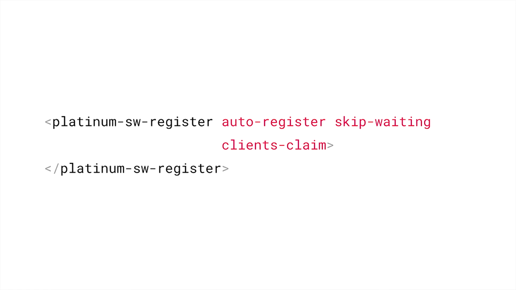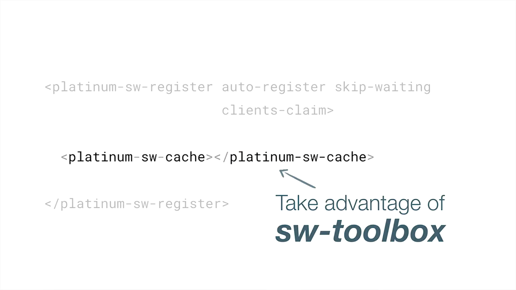Now, I've got my service worker in place, which is really cool. The next thing I want to do is take advantage of some of those cool features that service worker affords me. So I can add caching, right? And again, I'm just dropping in more elements. Now, this Platinum Service Worker Cache tag actually builds on top of the Service Worker Toolbox library, but it just makes it nice and declarative.